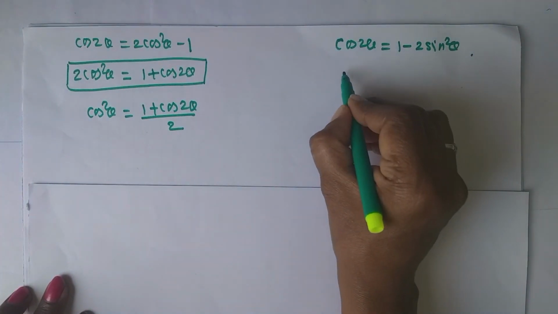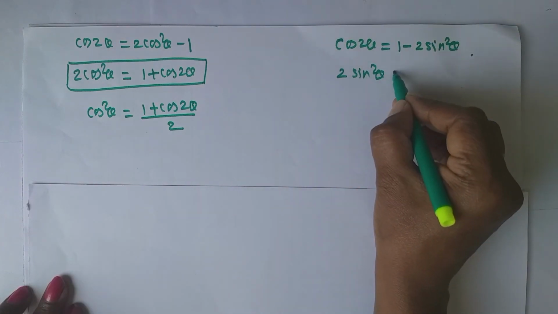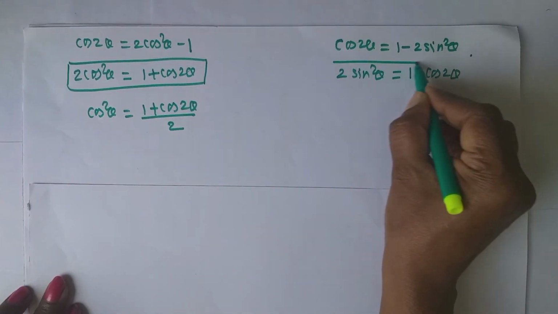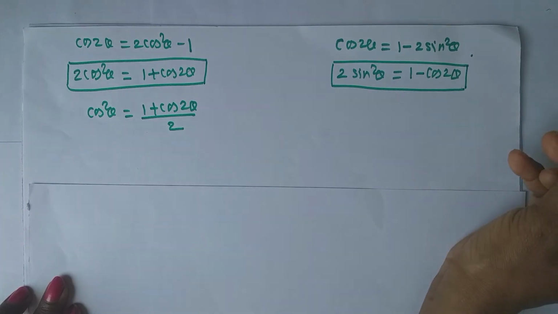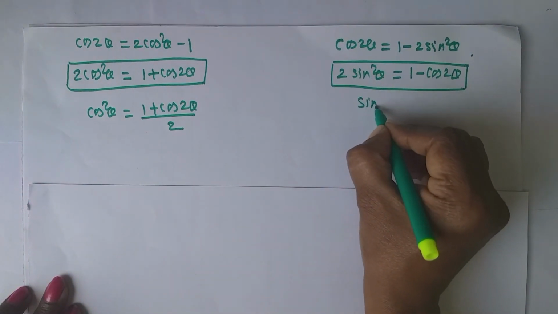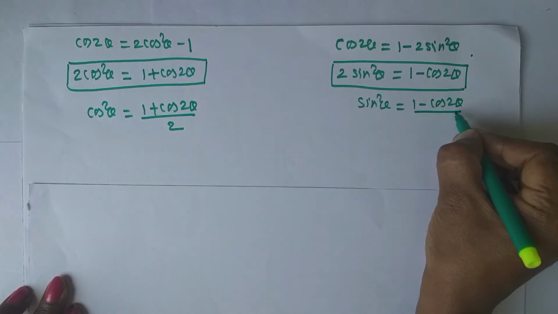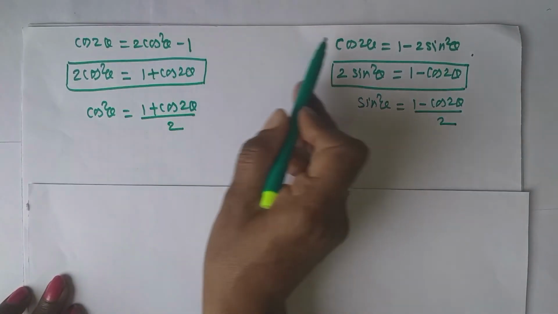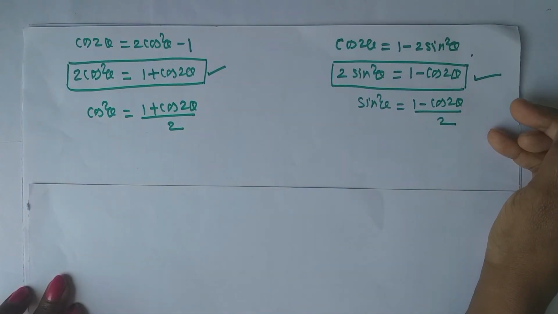Similarly, if I transfer this negative term to this side, then this will be 2 sin square theta, and this will be 1 minus cos 2 theta. We have got the formula 2 sin square theta is equal to 1 minus cos 2 theta, or you can write sin square theta is equal to (1 minus cos 2 theta) divided by 2. These formulae we have already derived; we are only rearranging the terms and getting these two formulae.